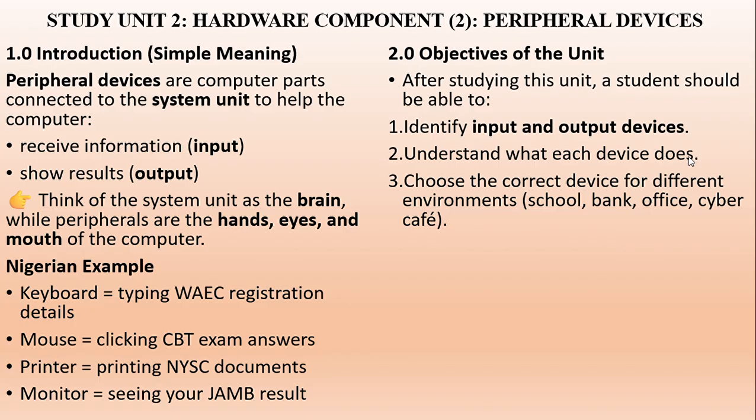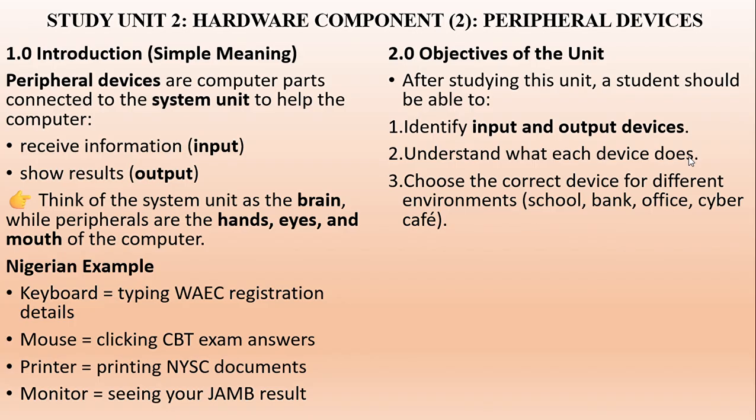So think of the system unit as the brain, while peripherals are the hands, ears, and mouth of the computer. So yeah, let's have this kind of analogy. Think of the system unit as the brain, while peripherals are the hands, the eyes, and the mouth. The brain is the main thing behind your hands working well, your eyes working well, your mouth opening and closing. So that is the way we should see the system unit for now, as a brain.